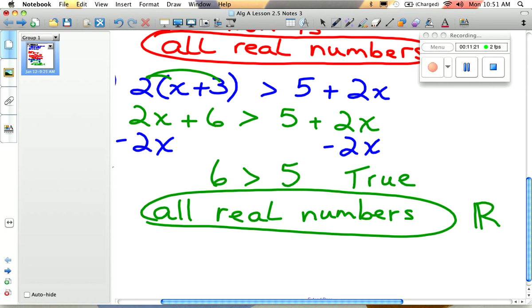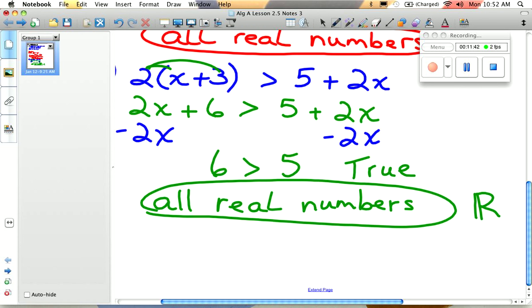When the variable eliminates and they end up with that statement, they will often remember to write the true or the false, and then they stop right there and don't still say what the solution is. You and I need to know what's the solution to this inequality. That true or that false, that variable eliminating, just tells you what type of solution it's going to be.